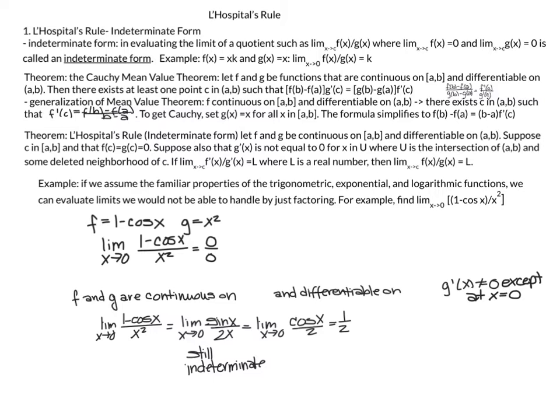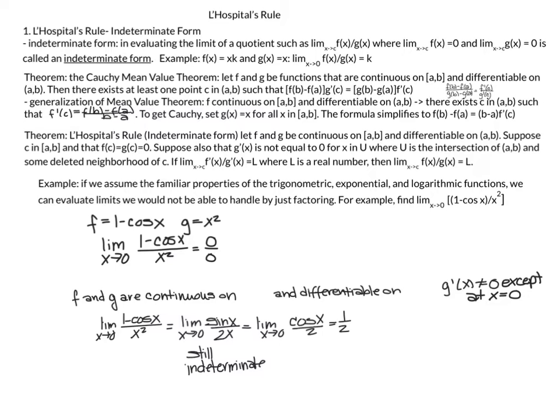We can verify that f of x over g of x as x approaches 0 is our indeterminate form 0 over 0, but we can also see that these two functions are continuous on the interval [0, 1] and differentiable on the open interval, and g prime of x, which is 2x, is only equal to 0 at x equals 0, so it is not equal to 0 in the deleted neighborhood, which means we can apply L'Hopital's rule.